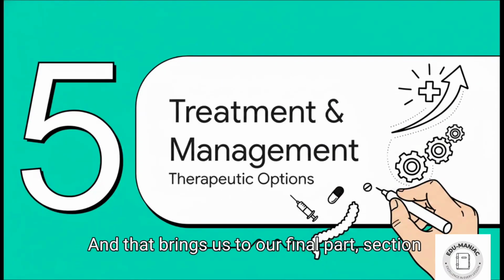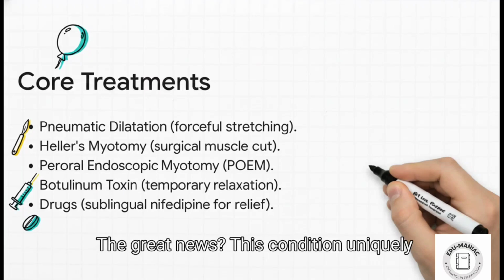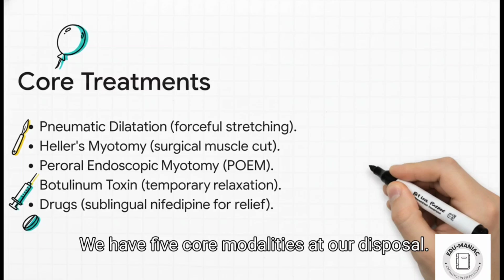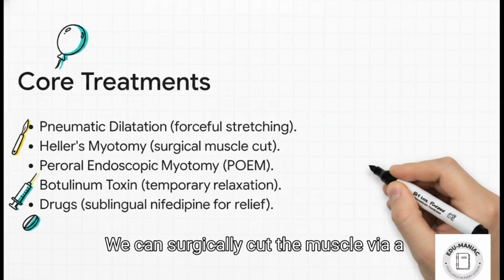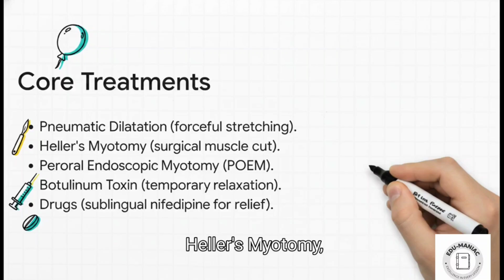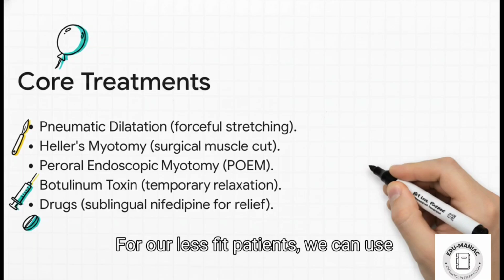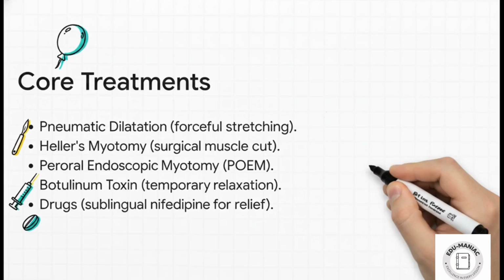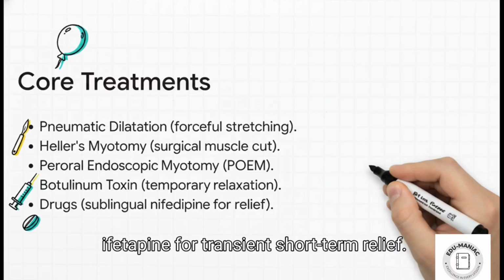And that brings us to our final part, Section 5, Treatment and Management. The great news? This condition uniquely responds incredibly well to treatment. We have 5 core modalities at our disposal. We can forcefully stretch the muscle with pneumatic dilatation, we can surgically cut the muscle via a Heller's myotomy, or we can do it endoscopically with a POEM procedure. For our less fit patients, we can use botulinum toxin for temporary chemical relaxation, or rely on specific drugs like sublingual nifedipine for transient short-term relief.